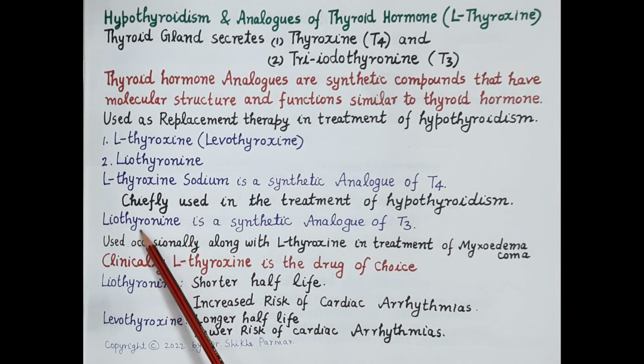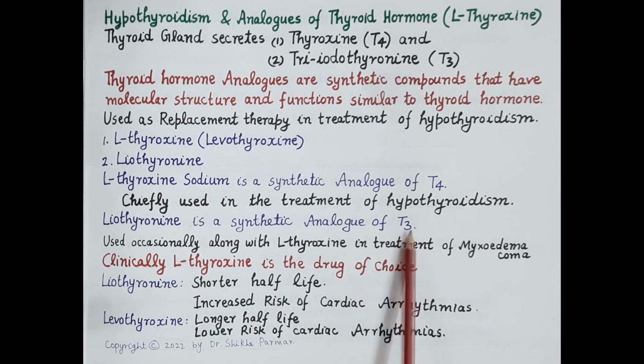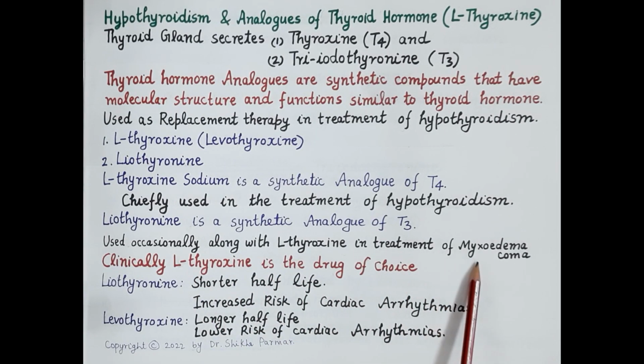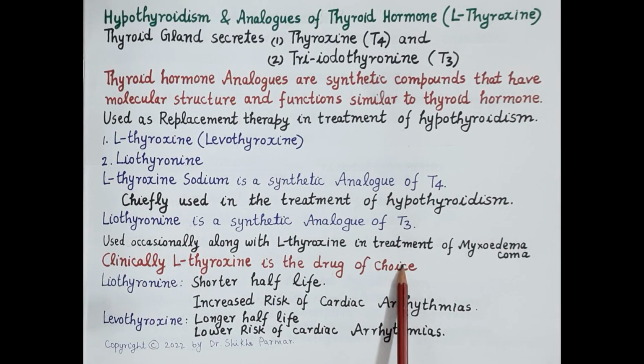Now, as discussed, L-Threonine is a synthetic analog of T3 and it is used occasionally along with levothyroxine in the treatment of myxoedema coma. Here very important to understand, myxoedema coma is a severe form of hypothyroidism. It's an emergency that requires immediate treatment. Now, clinically, L-Thyroxine is the drug of choice in the treatment of hypothyroidism.